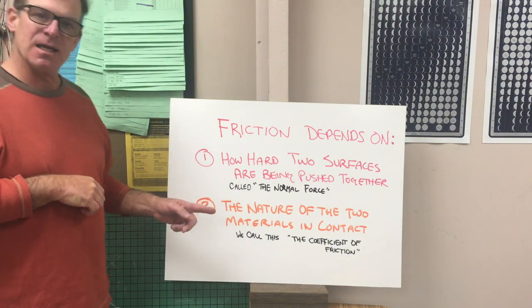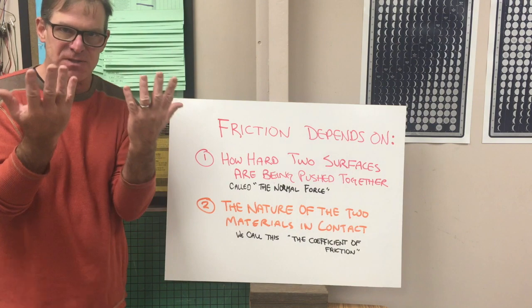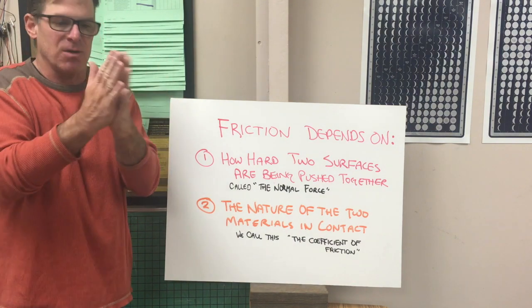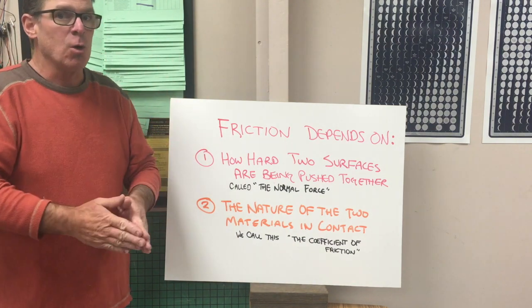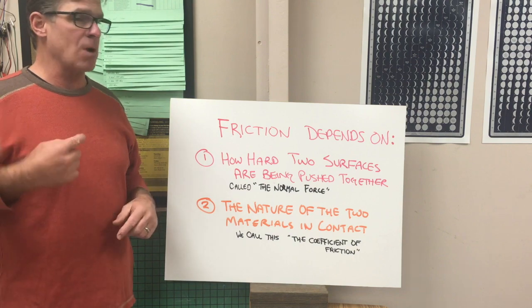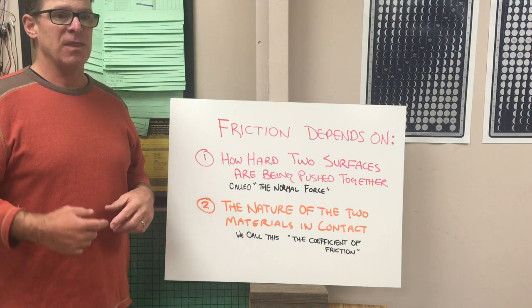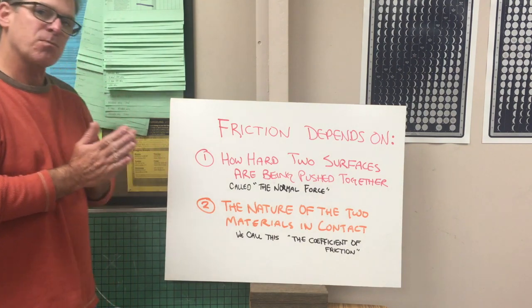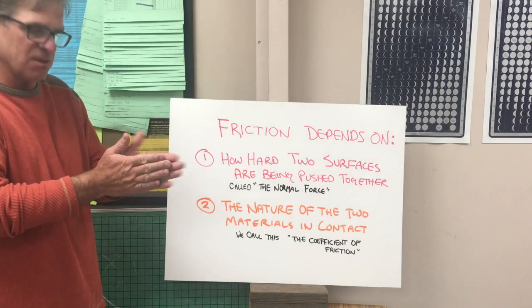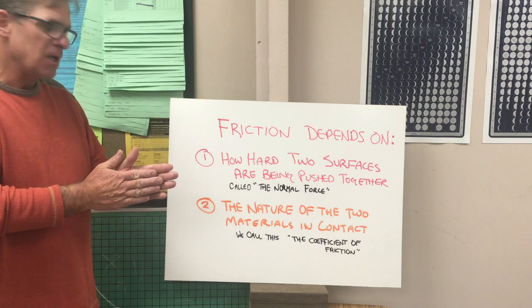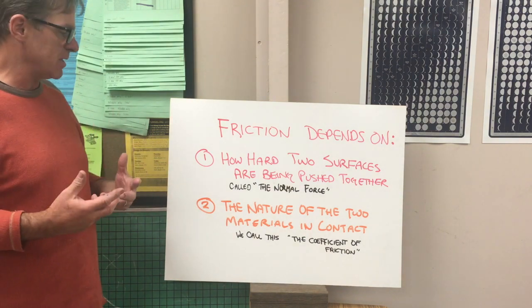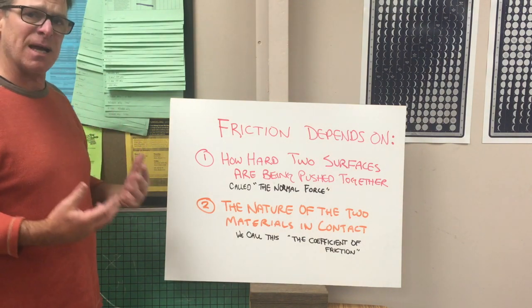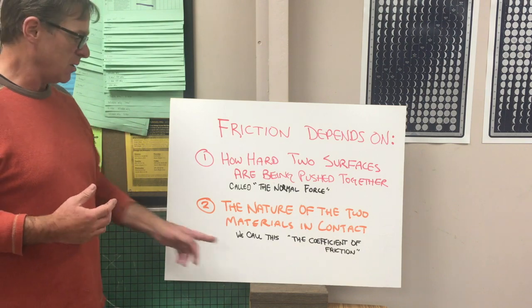The other thing is the nature of the surfaces in contact. Like, what is it about skin on skin, or in the case of your car tires, rubber on concrete, that leads to either a little or a lot of friction? The nature of the two surfaces that are in contact and how much friction there is between them is measured by something we call the coefficient of friction.